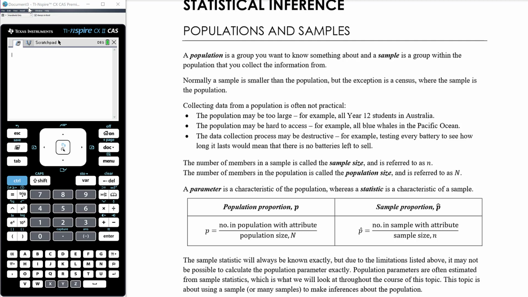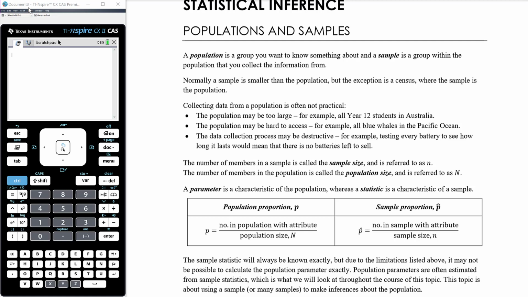So as I said, collecting data from a population is often not practical. It may just be that the population is too large, like the population of a whole country, which is why we only do a census every, I should have researched this before now, I think maybe 5 years or something. 2021, maybe that's a weird year to be 5 years. Anyway, I'm not sure what the frequency is, but it's not that often. And that's because it's quite a significant undertaking.